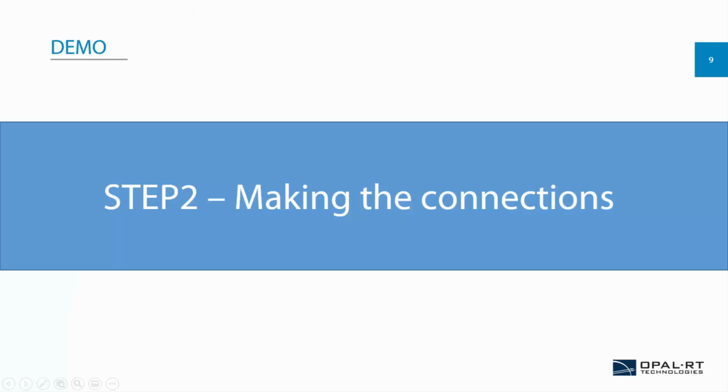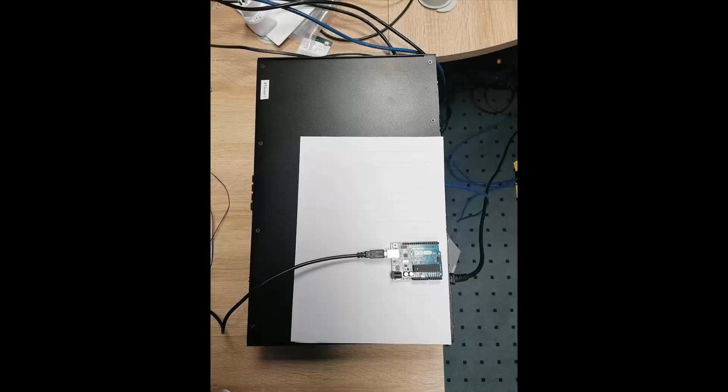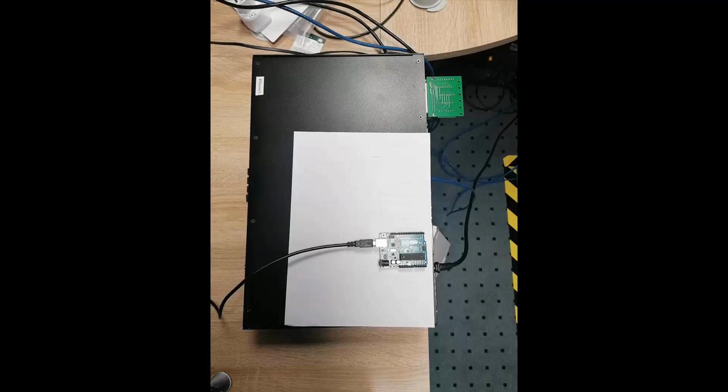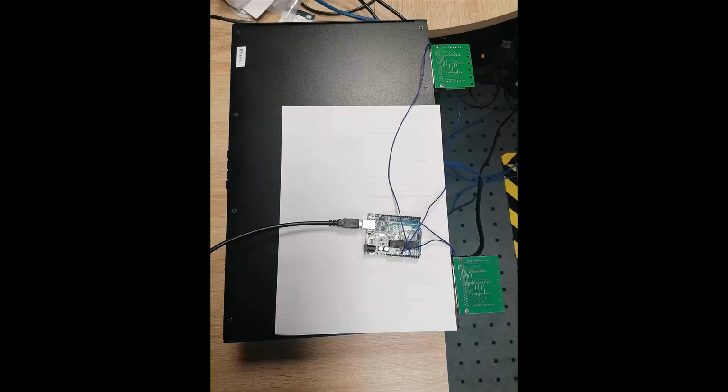Once the HyperSim model is done, the next step is to make the connections between the OP4510 and the Arduino Uno. First, let's take the OP4510, add the Arduino and connect it to the computer, add the breadboard to the analog out, another one to the digital in, make the connections, and we're done.